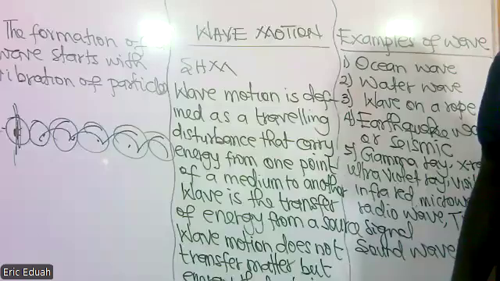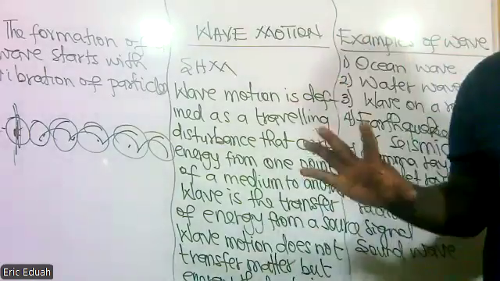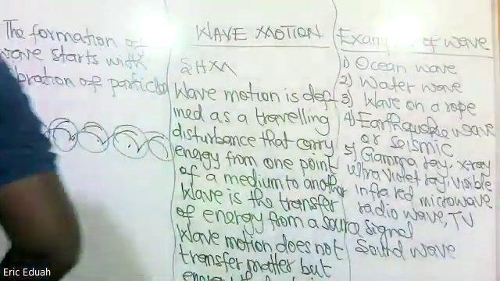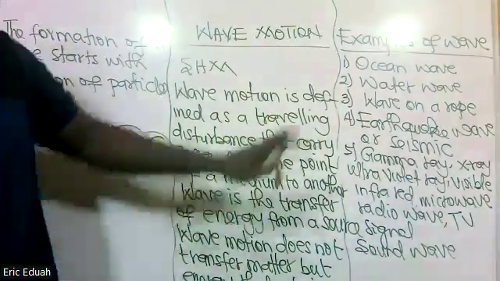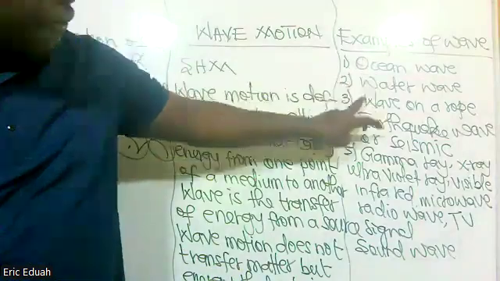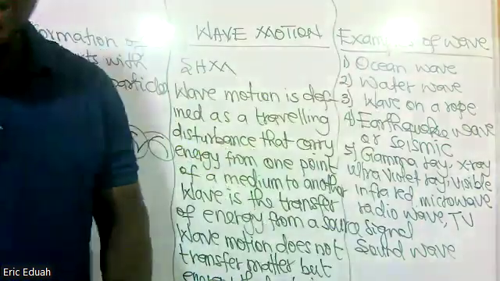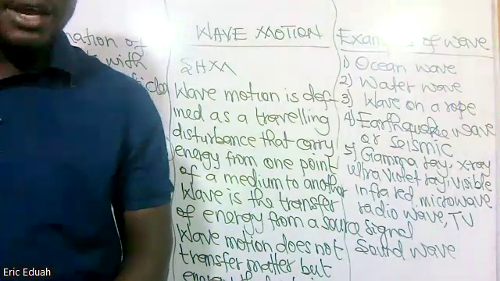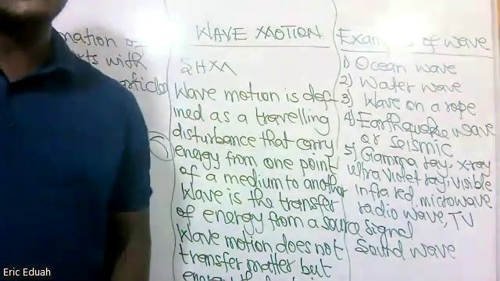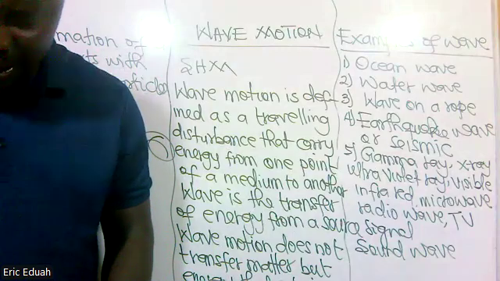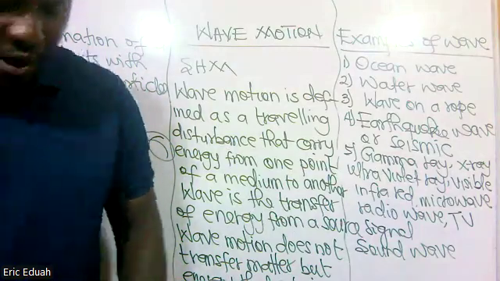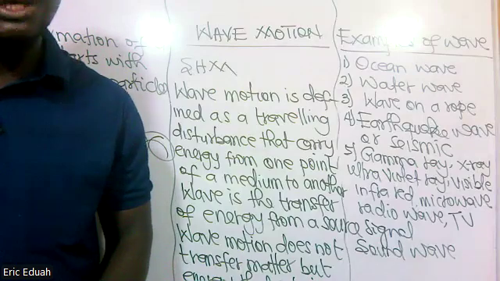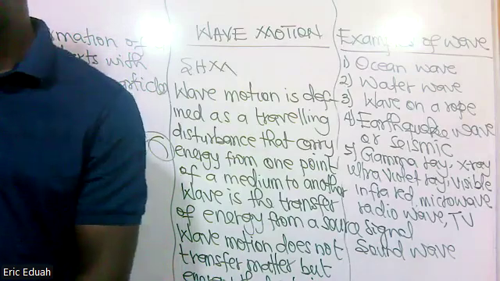Now let's look at how waves are classified. Classification of waves. So we've talked about types. Under classification, we are going to group these examples of waves based on certain facts. The examples of waves as listed have common features. So we look at what you have in common and then put you under a common umbrella. And that is what we mean by classification of waves.